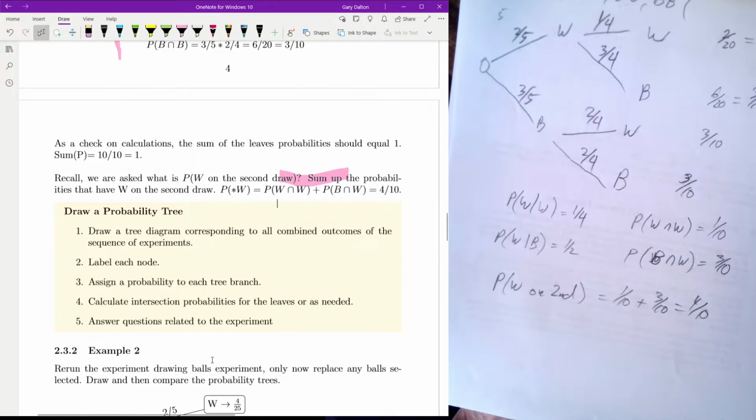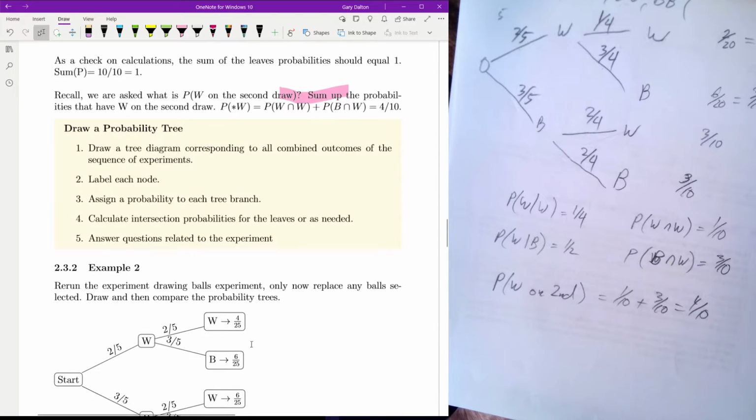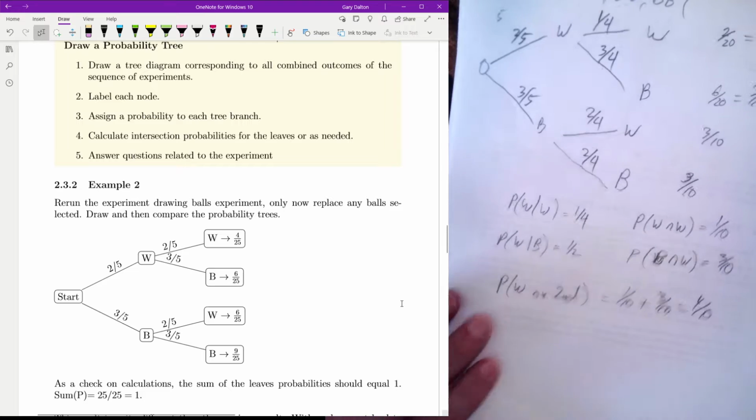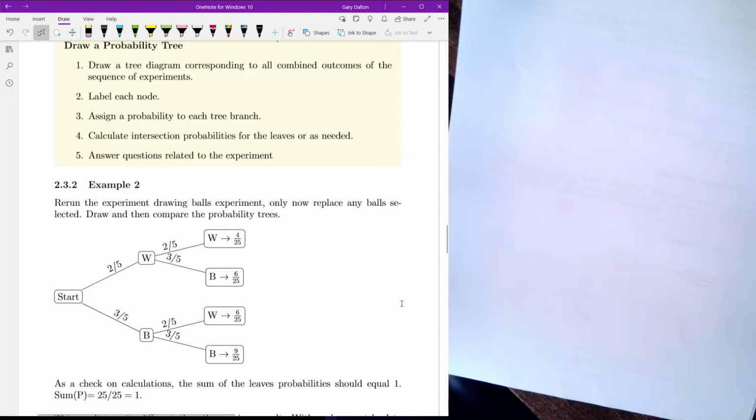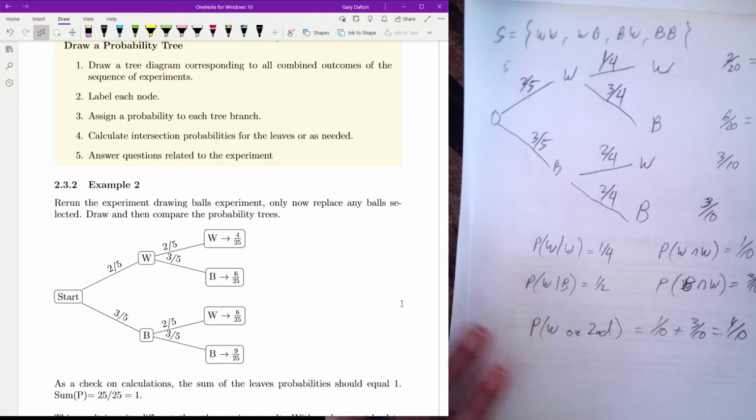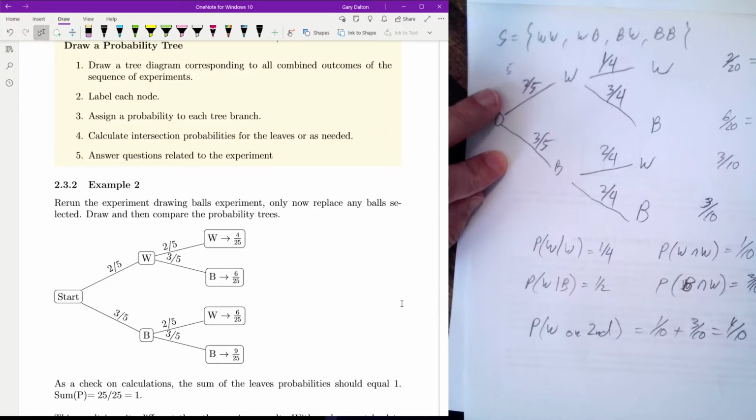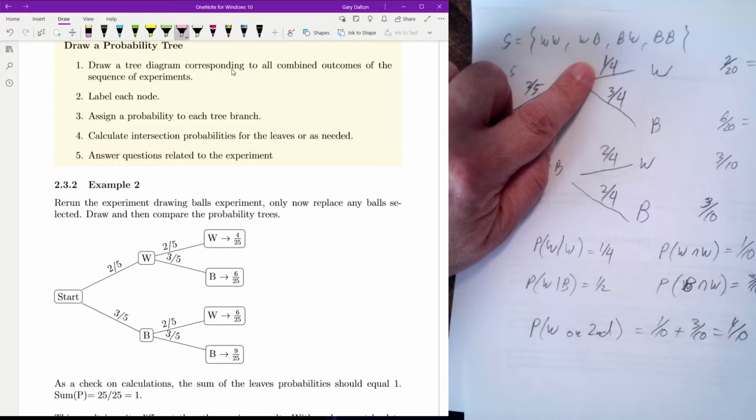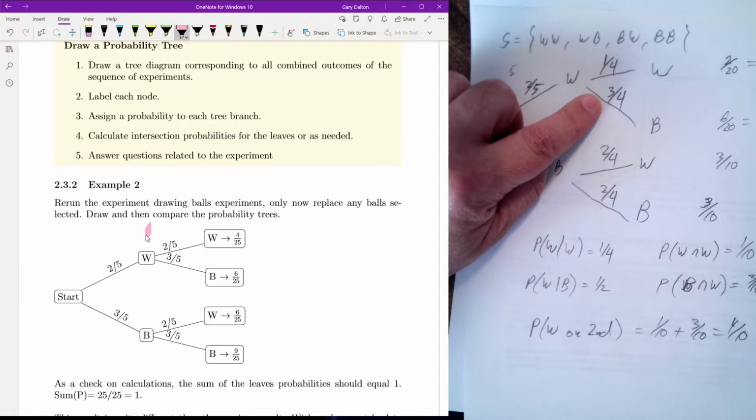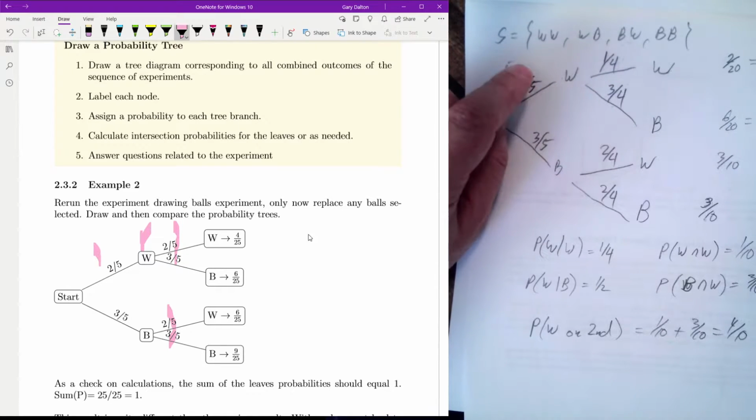And then we answer any questions that we have related to the experiment. So this is basically the exact same experiment, only we're going to rerun it, now replacing any ball selected. Instead of what we had previously, which I'm going to leave out so that you can see it, 2/5, 3/5, which is exactly the same, but then we had 1/4 and 3/4. Now we're still going to have the exact same thing that we did in the first step: 2/5, 3/5, and 2/5, 3/5. And that's going to change what our calculations are.